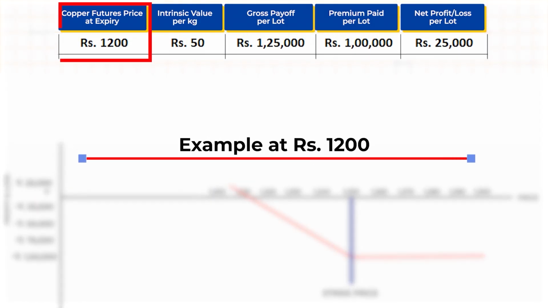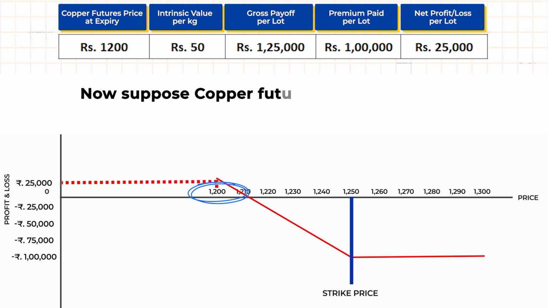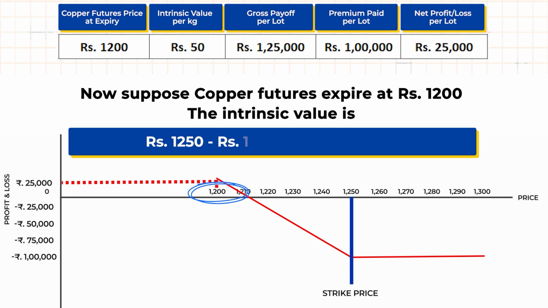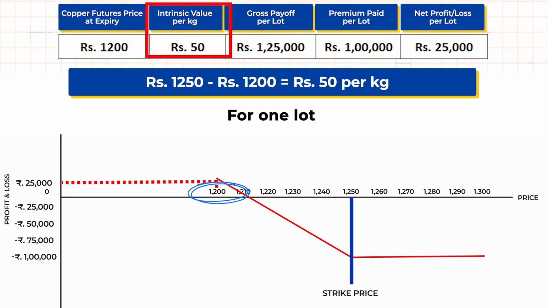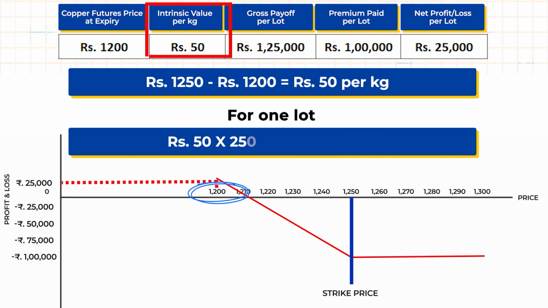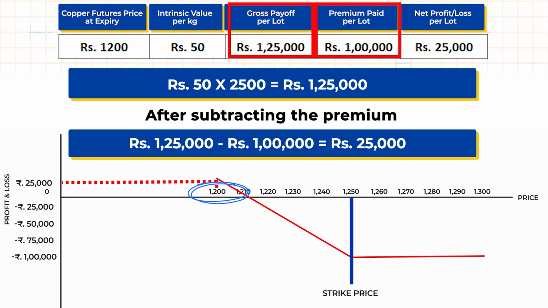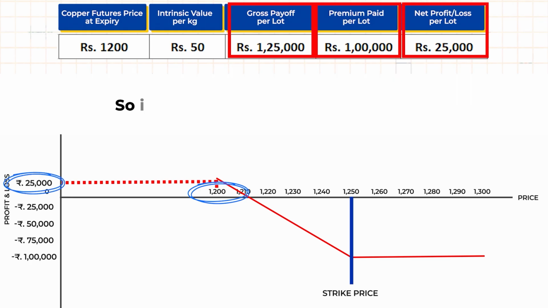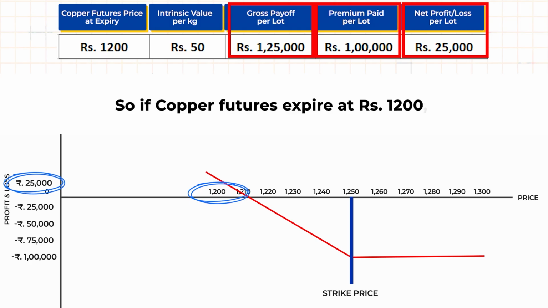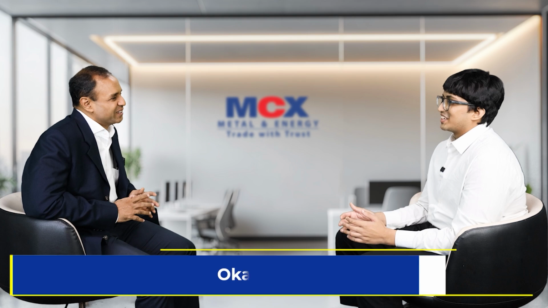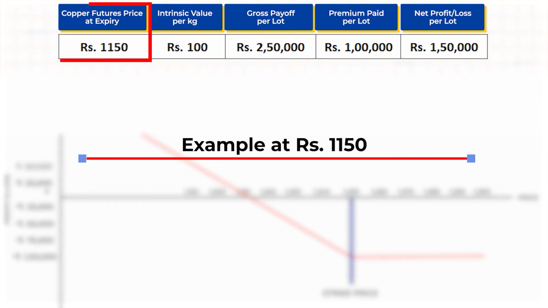Example at Rs 1200. Now suppose copper futures expire at Rs 1200. The intrinsic value is Rs 1250 minus Rs 1200 equal to Rs 50 per kg. For one lot, the gross profit is Rs 50 into 2500 equal to Rs 1,25,000. After subtracting the premium, Rs 1,25,000 minus Rs 1 lakh equal to Rs 25,000. So, if the copper futures expire at Rs 1200, the trader makes a profit of Rs 25,000 per lot. Okay, I got it.